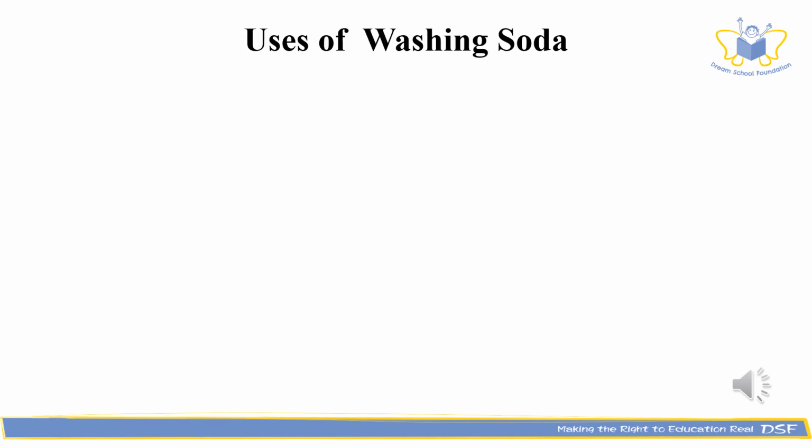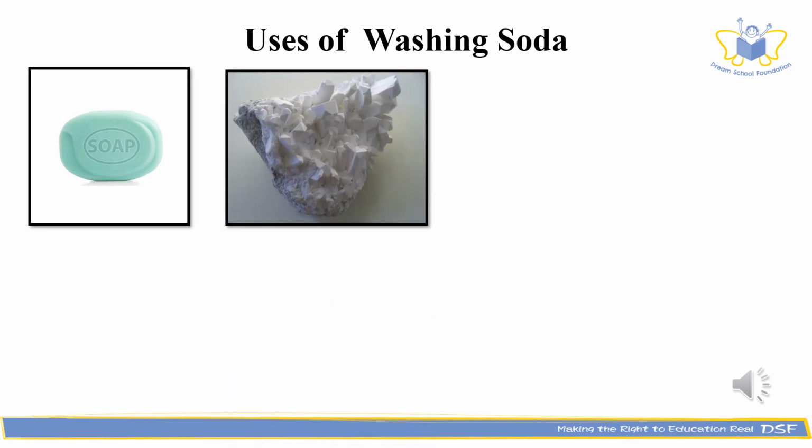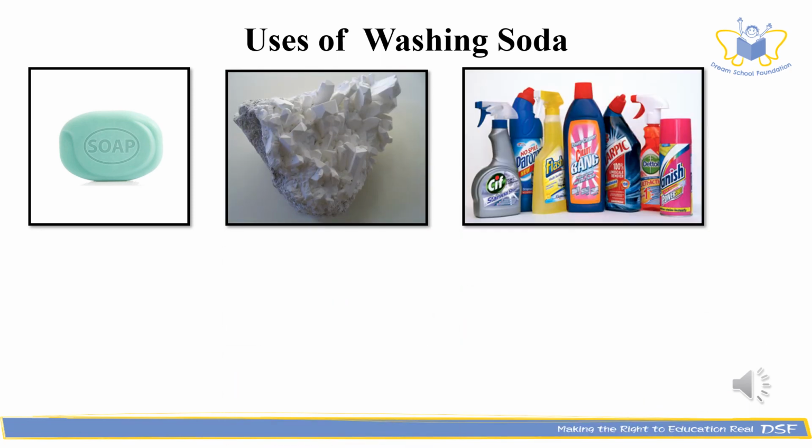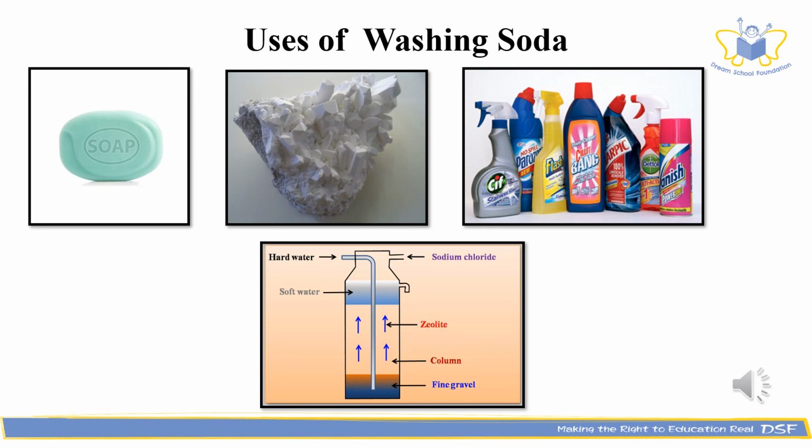Uses of washing soda. Sodium carbonate is used in soap industries. It is used in the manufacture of sodium compounds such as borax. Sodium carbonate can be used as a cleaning agent for domestic purposes. It is used for removing permanent hardness of water.